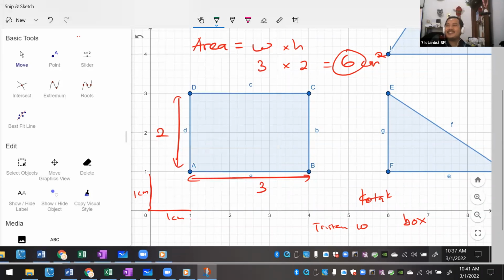So here, guys, this is really what you're calculating. What is an area actually? Area is just like calculating how many square units are inside that shape.